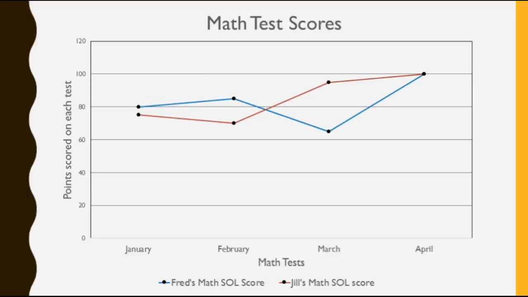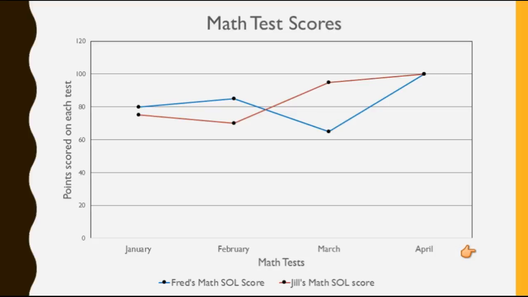So here's my line graph, and here's my title. It's all about math test scores. And here is the vertical axis with my title, points scored on each test. It goes from 0 to 20 to 40. These are in increments of 20. That's important to note. And then alongside here are the months of the tests.